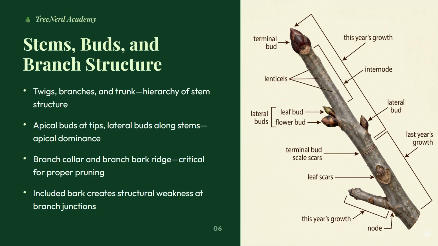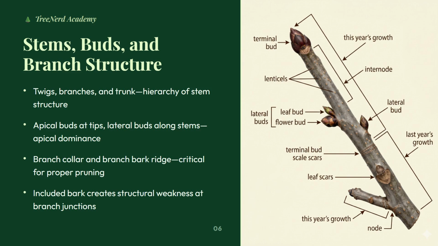Now let's explore stems, buds, and branch structure, essential for proper pruning. Twigs are small stems supporting leaves, flowers, and fruit. Branches support twigs and the trunk supports the crown. Buds occur along twigs or at tips. Terminal buds control lateral bud growth through apical dominance. When terminal buds are removed, dormant buds may activate.